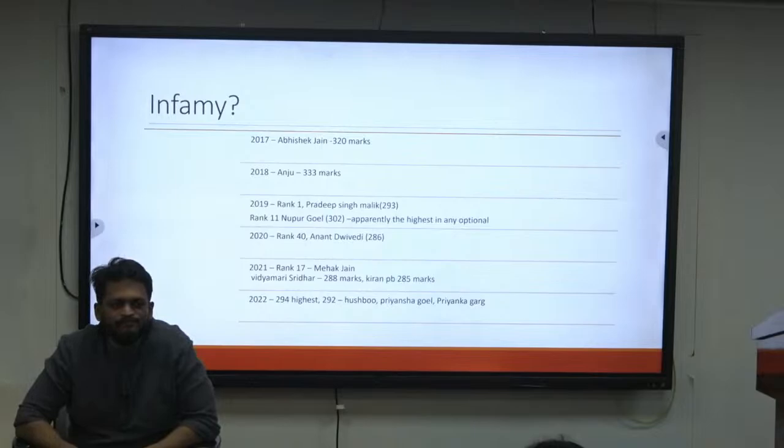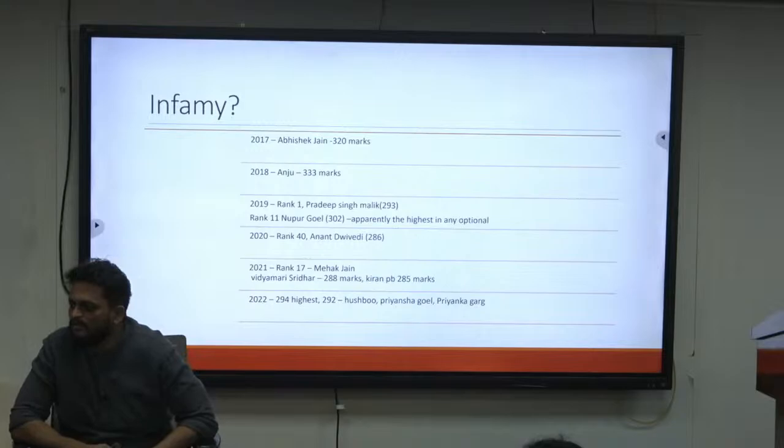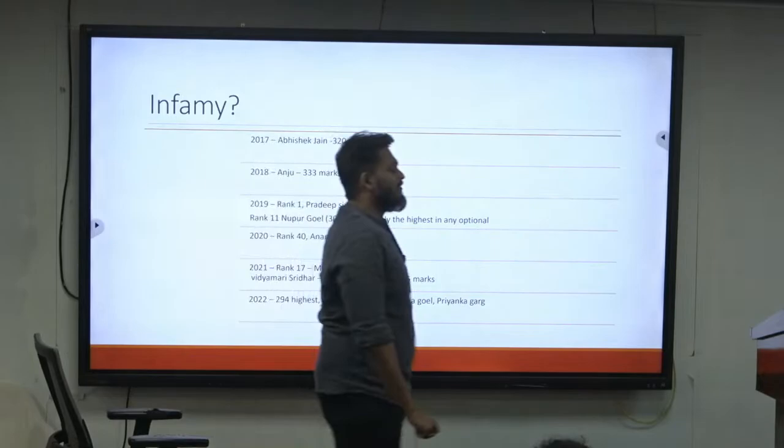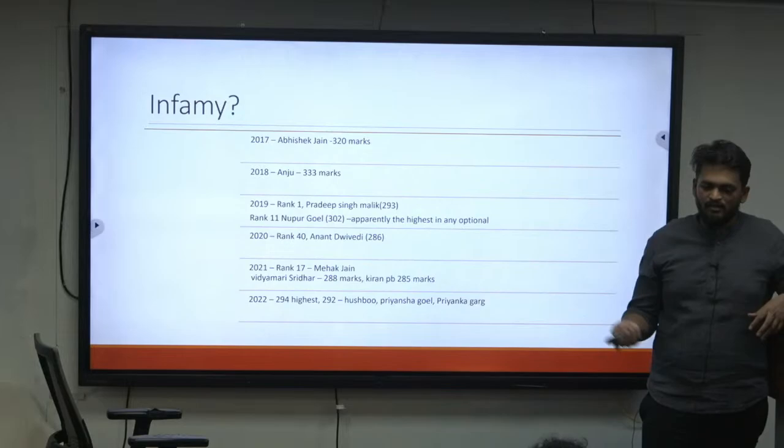You understand? UPSC has agreed, in an RTI application somebody filed, that they are doing scaling for optional subjects. You understood? So because there is scaling, you don't have to worry about which optional is performing better and which is performing worse. Now it is not a concern anymore. What is a concern then? Why should you choose a particular optional? Why should you not choose a particular optional?